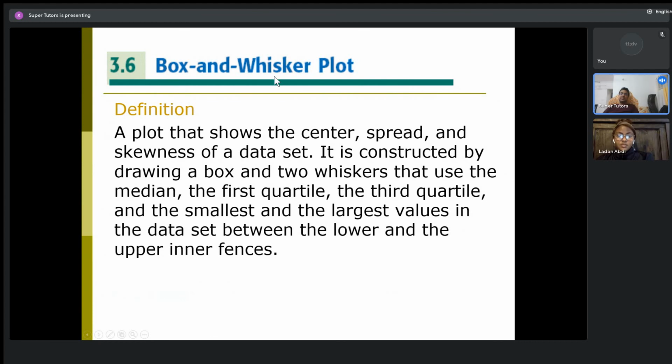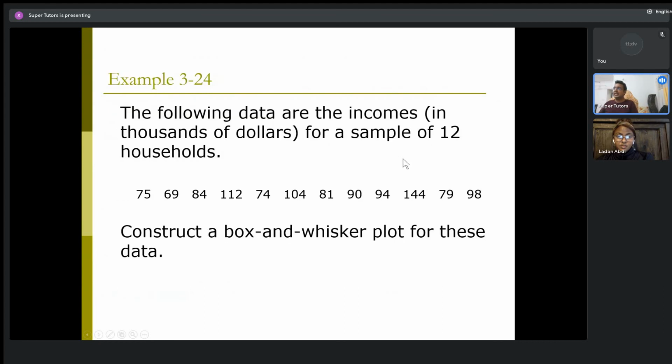It is, as the name suggests, box and whisker. So you construct a box, you draw two whiskers that use the median, the first quartile, the third quartile, and the smallest and largest values, and then go from there. Simple. Construct a box and whisker plot for this data. You have all of this data here, right? How do you construct it?